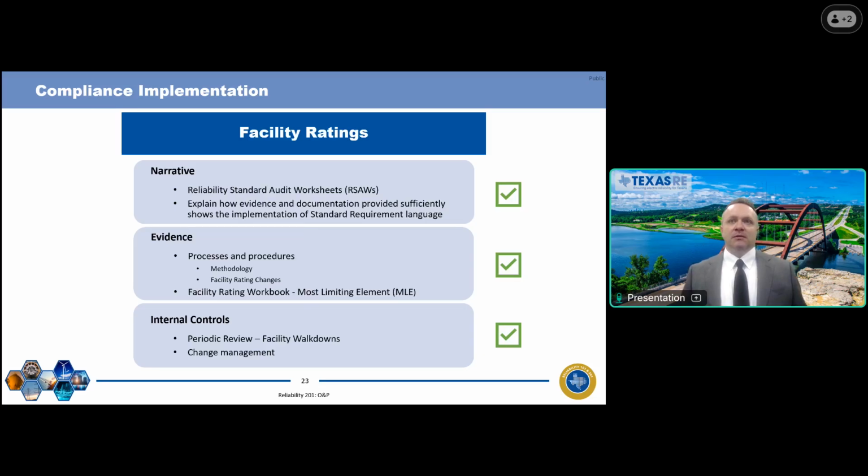Change management. If something changes in your station, that could affect your most limiting element. Therefore, you need to have a process in place, internal controls in place, to ensure that that change makes it into your workbook.